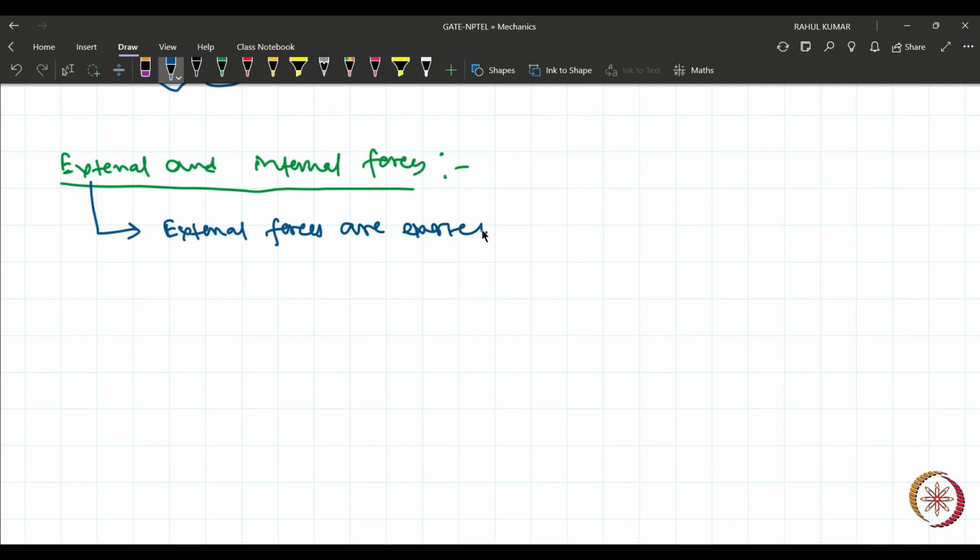The force exerted by external surfaces, sir. Exerted by another body. You cannot say another body, say by other bodies on the rigid body under consideration.